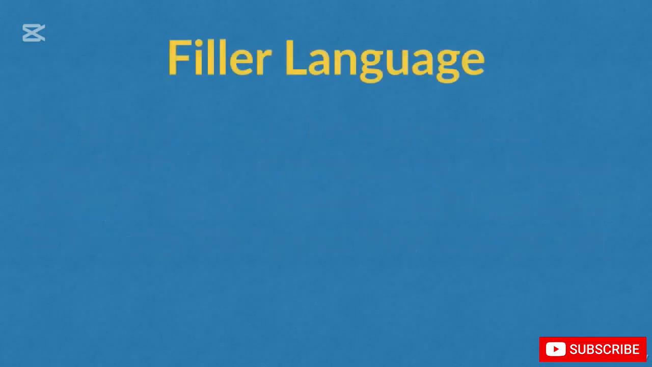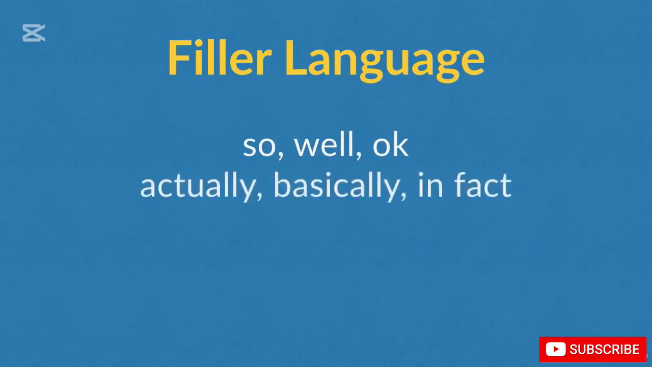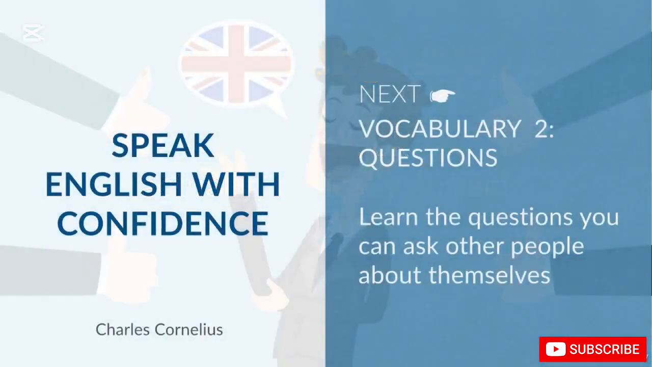So let's recap some of that filler language. So, well, okay, actually, basically, in fact, and also is a good way if you're listing information, giving extra additional facts. In the next lecture, you can learn the kinds of questions you need to ask when you want other people to introduce themselves to you. So I've got some questions there that we're going to look at, followed by an activity. So go to the next lecture now.